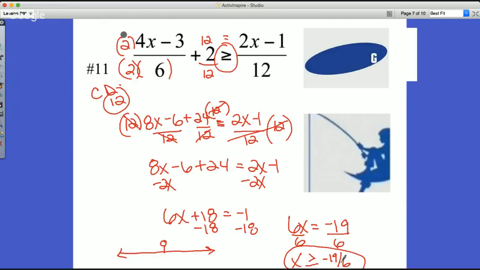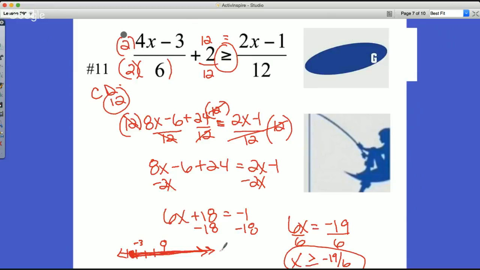-19 over 6, if you plugged in your calculator, it would be like -3 point something. So like this, it would be right in here, right? And it will be a closed circle because it's equal to. And if x is greater than or equal to, I always think of this as an arrow that points this way as long as x is here. If x is greater than, it's going to go towards the right, where this is negative 3 point whatever, negative 19 over 6. So that's kind of how we graph it there.